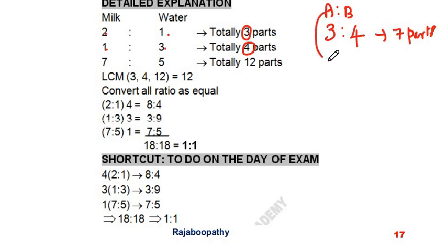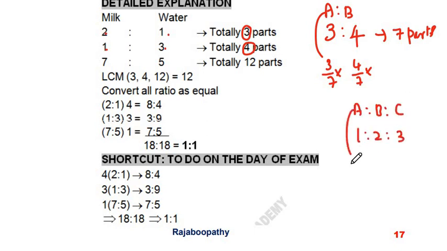Or we can also say the portion: A is 3 by 7 and B is 4 by 7. Suppose if you want to convert into percentage, you can multiply this with 100 and this with 100. For example, A is to B is to C is 1 is to 2 is to 3. Then A corresponds to 1 by 6. B corresponds to 2 by 6, which is equal to 1 by 3. And C is 3 by 6, which is equal to 1 by 2. If you want percentage, you multiply by 100. Okay, so this is a different concept, not related to this problem.